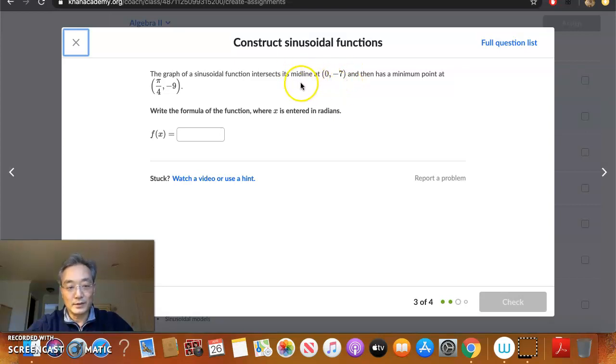We automatically know this has to be sine, because sine starts at the midline on the y-axis. But then instead of going up to the maximum point, this function will go down to the minimum point. So when it starts at the midline and goes down instead of going up, we know that this has to be a negative sine, not a positive sine. Since it starts at the midline on the y-axis and then goes down to the minimum instead of going up to the maximum, this has to be a negative sine. And they want us to find the formula. 0, -7. So let's do it.